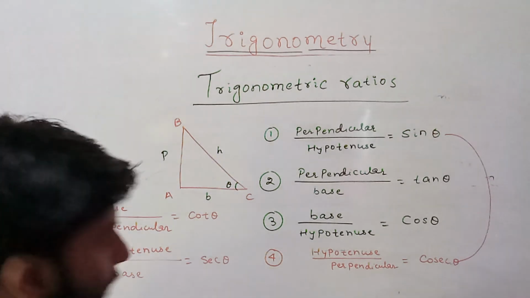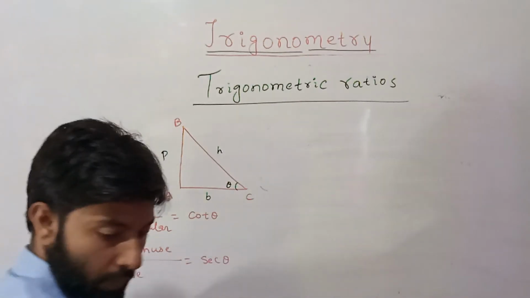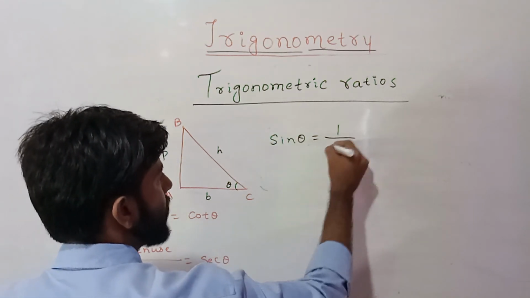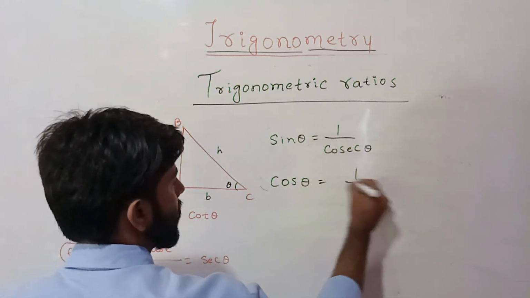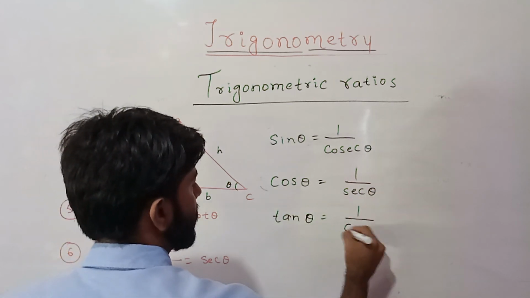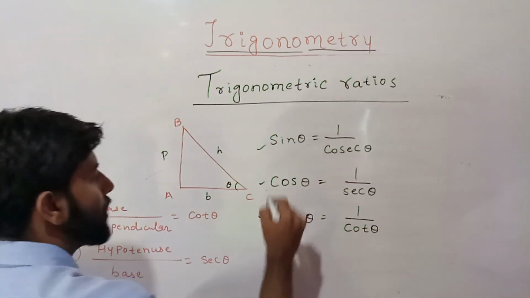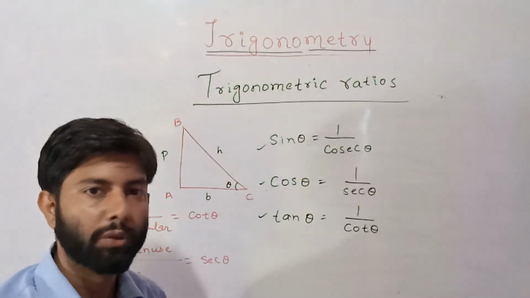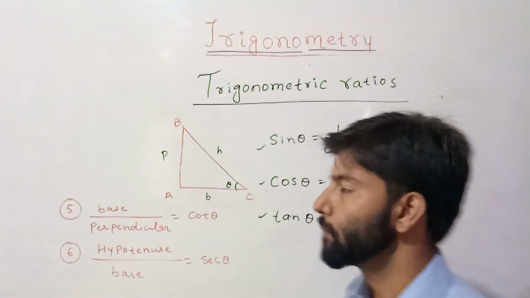It means you can write like this: sine theta is equal to 1 by cosec theta, cos theta is equal to 1 by sec theta, and tan theta is equal to 1 by cot theta. So these three you have to remember. So these are three basic ratios and these are their reciprocals. So I think you have learned all the things related to trigonometric ratios.